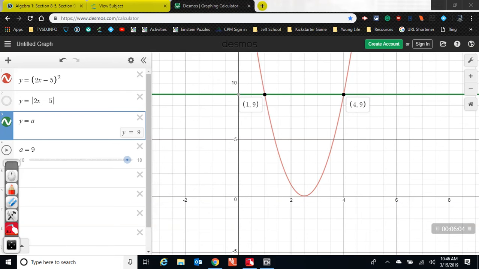Well, we can see here there are two spots where it will equal 9. When x is 1, all right, and when x is 4, we will have a value of 9. And that's what we see. There's two spots. The line crosses twice. That's why there's two answers.